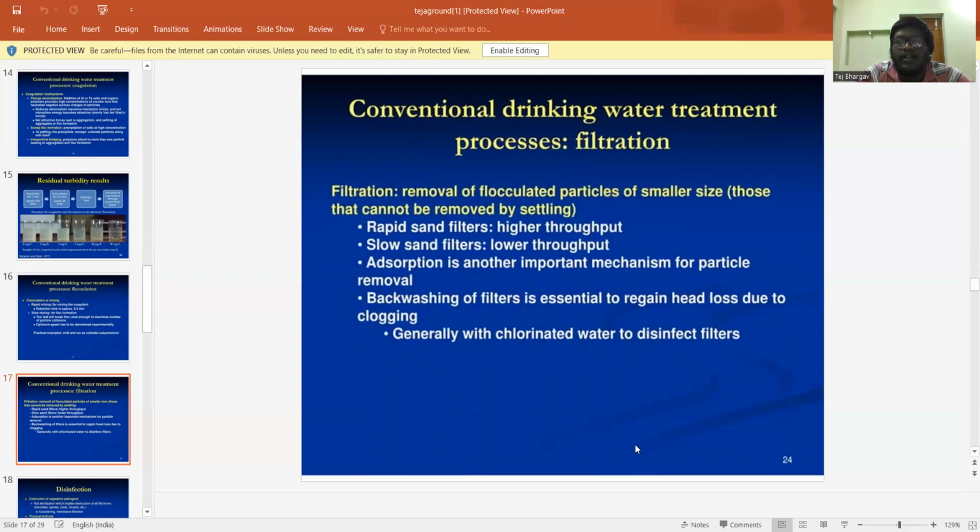Conventional water treatment process: filtration. Filtration is the removal of flocculated particles of smaller size that cannot be removed by settling. Rapid sand filters have higher throughput, slow sand filters lower throughput. Adsorption is another important mechanism for particle removal. Backwashing of filters is essential to regain the head loss due to clogging, generally with chlorinated water to disinfect the filters.